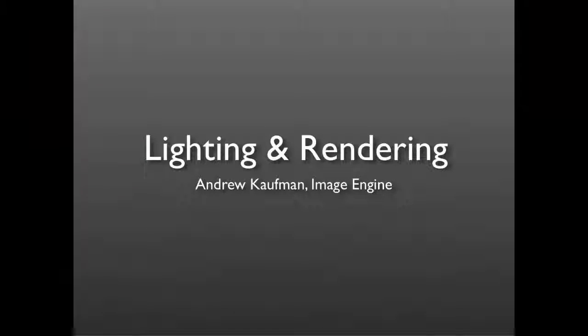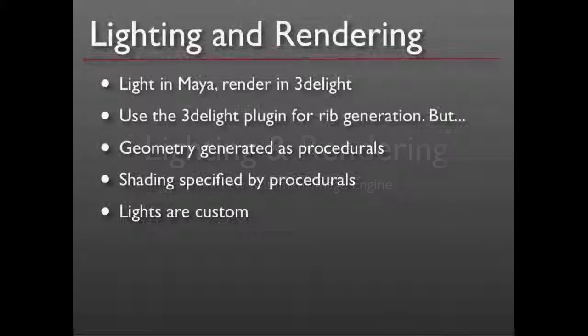Okay, so everything John's gone over so far is all included in the open source part, which is Cortex, and some of the stuff in here is proprietary to Image Engine, but it's all built on Cortex. So basically the hardest parts of everything we do goes into Cortex, and then the studio specific parts go into proprietary things. So for our lighting and rendering pipeline at Image Engine, we light in Maya and we render in 3Delight. We have delayed mode archives and ribs that are generated using 3Delight's Maya plugin.